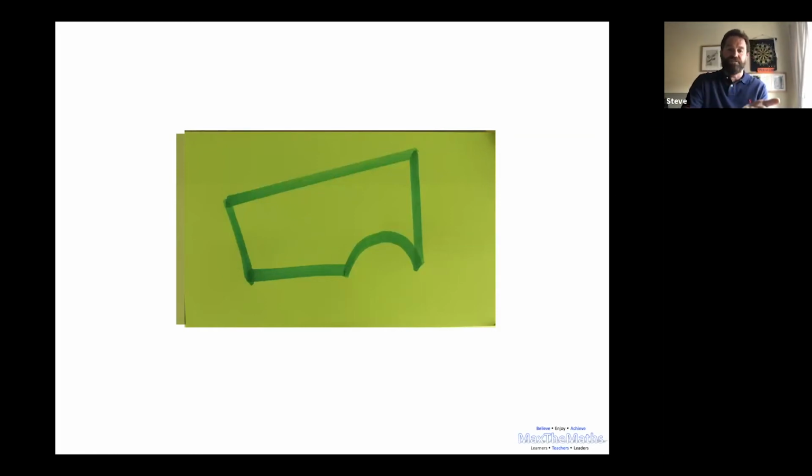It's not a pentagon. Of course it's not a pentagon. It's a what? It's a non-example of a pentagon.